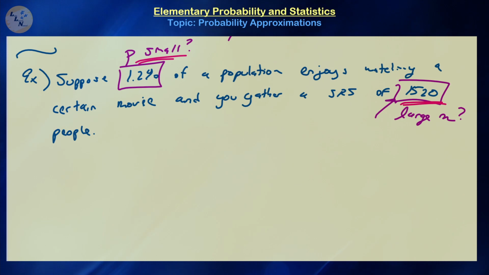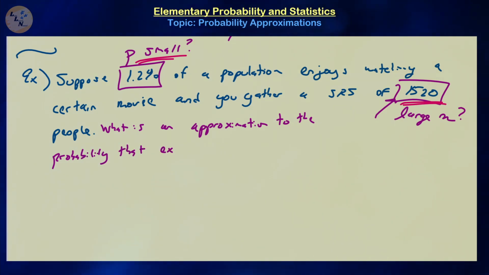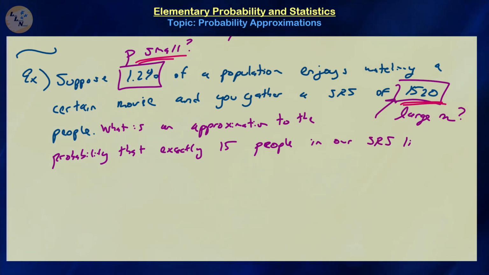So what is the probability, or what is an approximation to the probability, that exactly 15 people in our simple random sample like this movie?